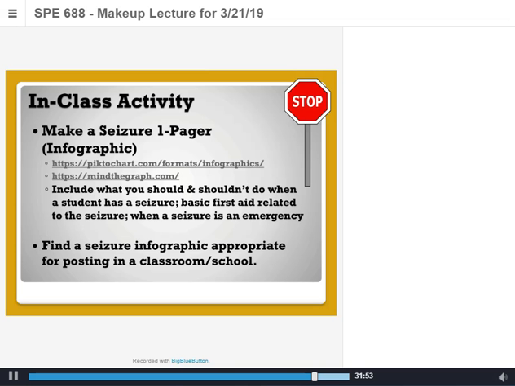All right, so that leaves us with the in-class activity for tonight. Now you have 2 choices, and I will tell you, the second choice is naturally the easier choice, and that is absolutely fine if that's what you want to do. It would be fun, maybe, if you did a 1-pager, an infographic on a seizure, what to do if you see someone having a seizure.